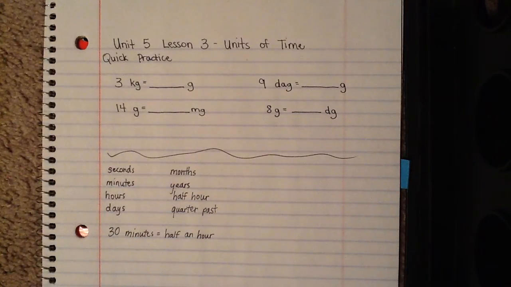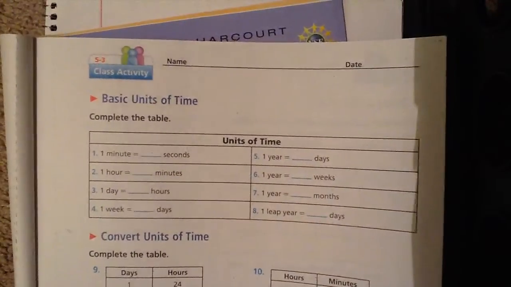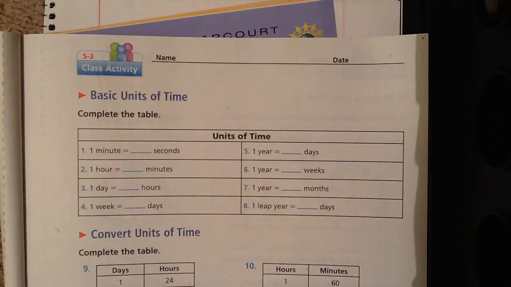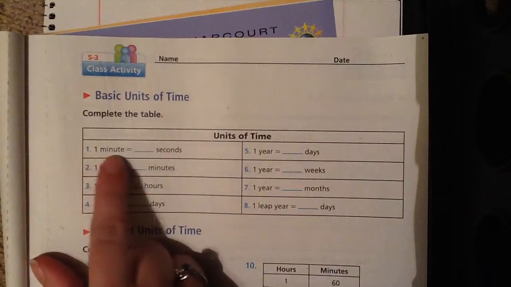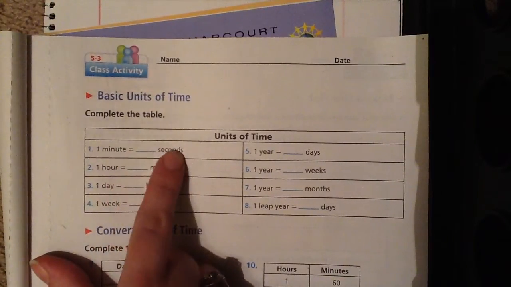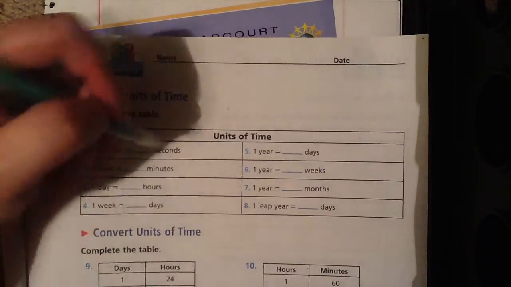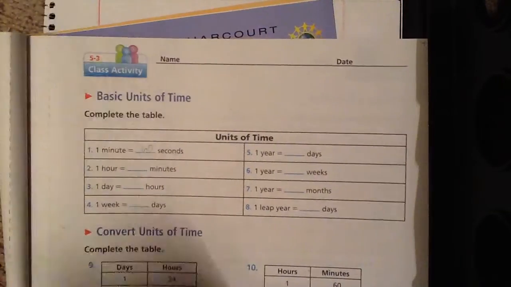We're going to look at exercises 1 through 8 on student book page 173. This is going to be a reference for our units of time lesson. So we're up here, units of time. It says complete the table. For units of time, 1 minute equals how many seconds? Well, we know that in a minute there are 60 seconds.